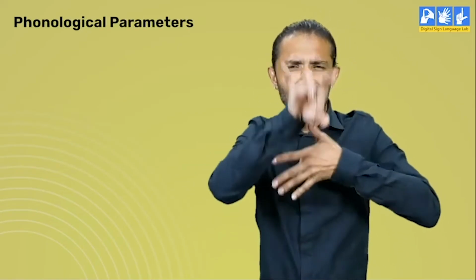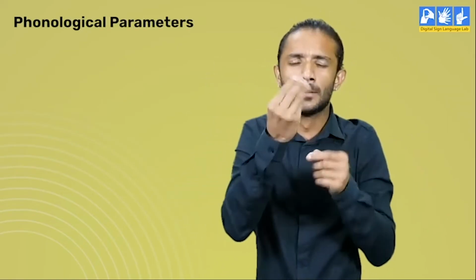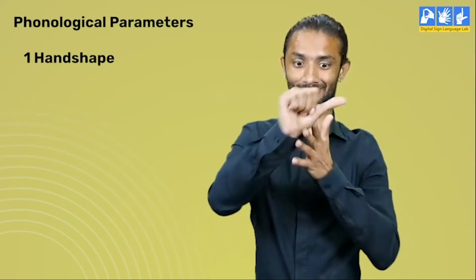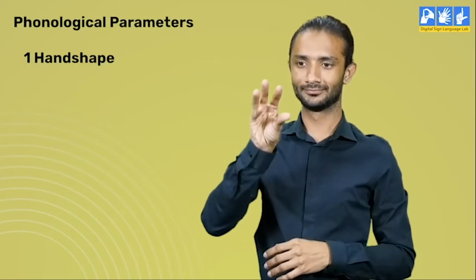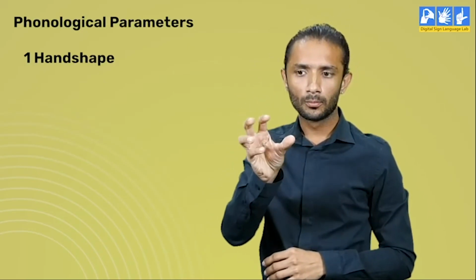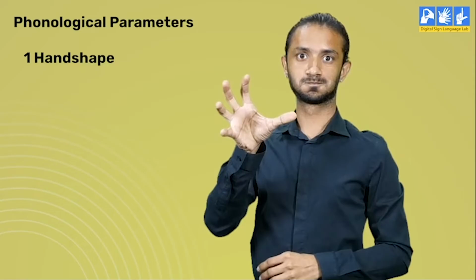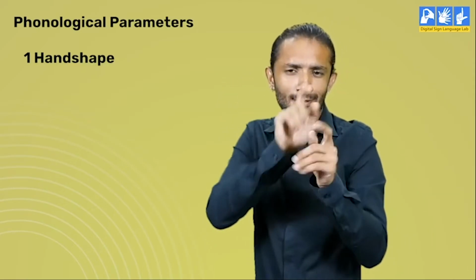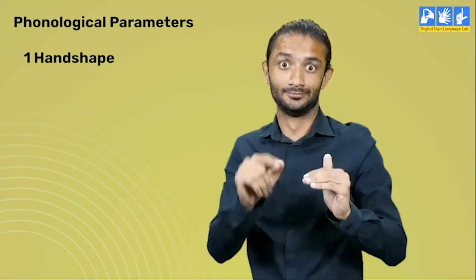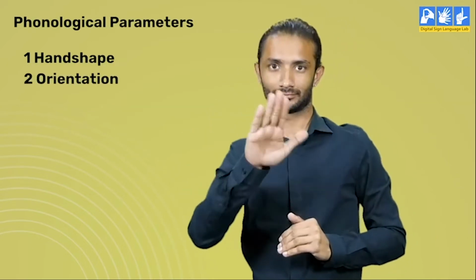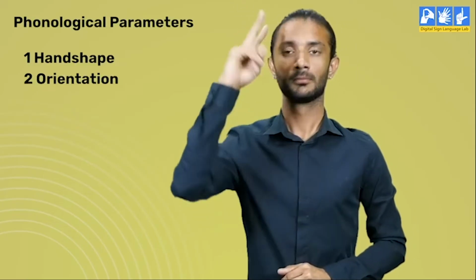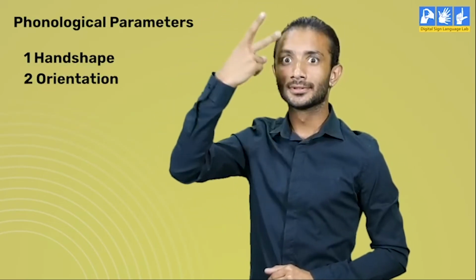There are 5 phonological parameters. I will give you some examples so you can identify and understand the meaning. First is hand shape, which refers to the shape of the hands. It can be big or small, and the meaning can be identified by the hand shape. The second parameter is orientation, for example, misunderstanding, which refers to the orientation of the palm.